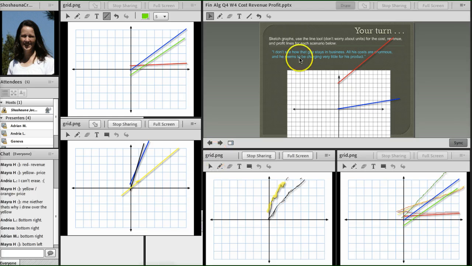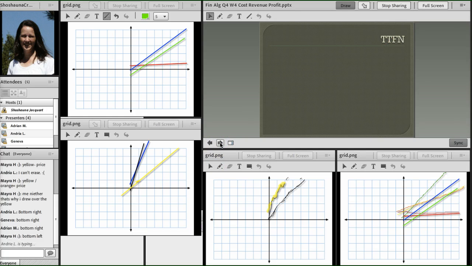So anybody have any questions? Pretty much done. Anybody know what TTFN means?